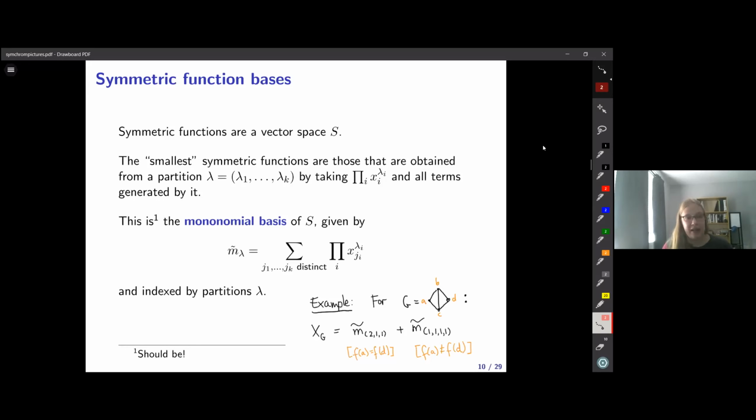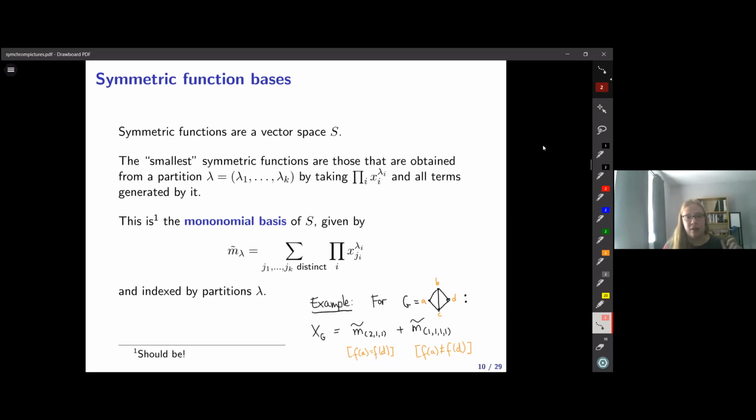So I can make a basis of this thing by saying, let's group together for one partition all the possible monomials I can make from it and call that m lambda. And now I can write every symmetric function as a sum over partitions lambda of m lambdas with some coefficient that corresponds to the shared coefficient of all monomials that have this partition as the pattern arising from its exponent.